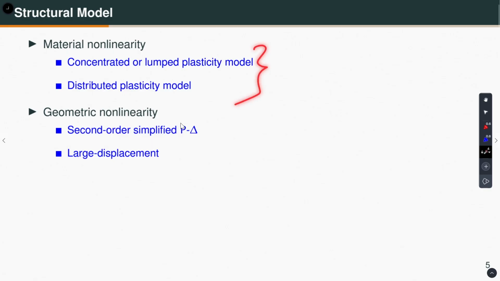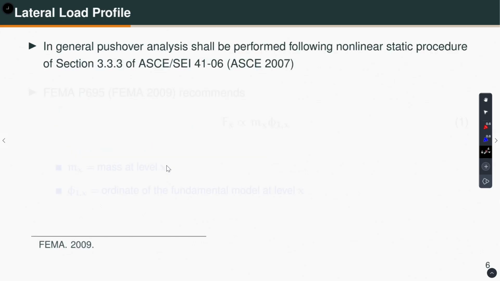We create that, and then we have to account for the P delta effect. You can do a second order simplified P delta analysis, where in OpenSees you just turn on the P delta geometric transformation, or you can do a large displacement analysis as well, depending on your analysis objective. Now, if you look at this FEMA document, that is FEMA P695, it says, in general, pushover analysis shall be performed following the nonlinear static procedure of section 3.3.3 of ASCE 41-06, which I will show you the complete reference for at the end.